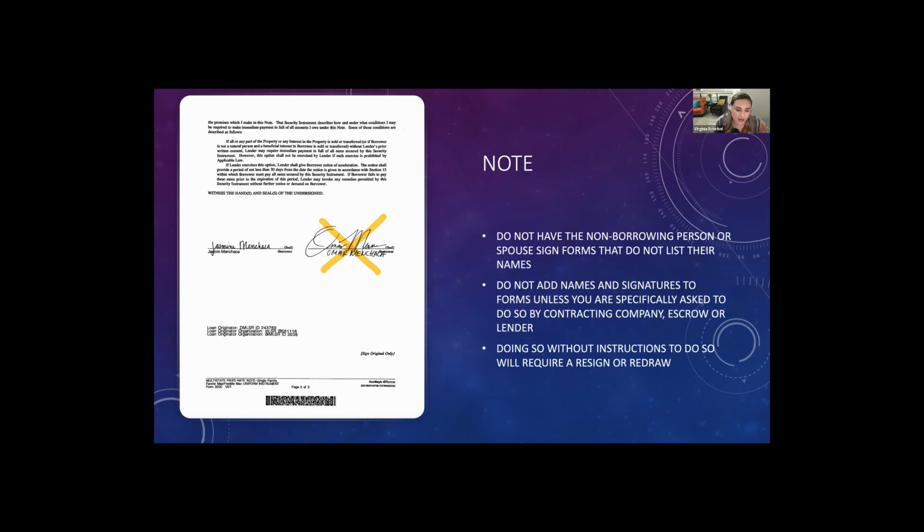If you see that a signer is on the deed, but not on the note, that's most likely not an error. Most likely what it is is that the person on title or on the deed is a non-borrowing person. So they have the greatest part of being a homeowner. They're on the property's deed. So they're an owner of the property, but they're not on the note, which means they're not obligated to pay back the loan. So there's a reason why someone's name is not on the note but is on the deed.